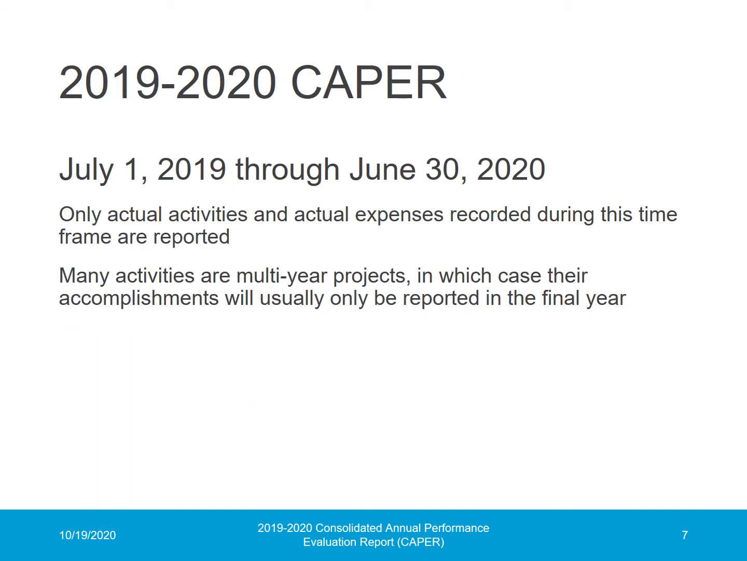The program year 2019 CAPER reports on the expenses and accomplishments recorded between July 1st, 2019 and June 30th, 2020. Many activities are multi-year projects, in which case their accomplishments will usually only be recorded in the final year. There are some exceptions to this rule, such as for community services activities, which will report accomplishments as they occur.